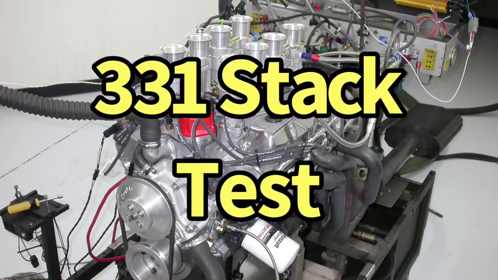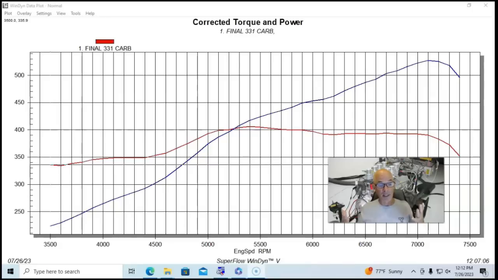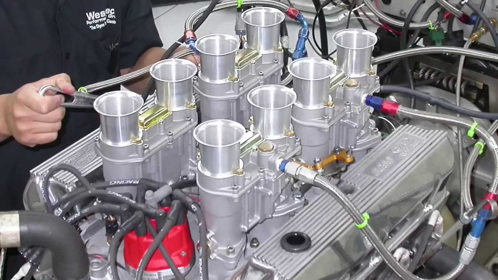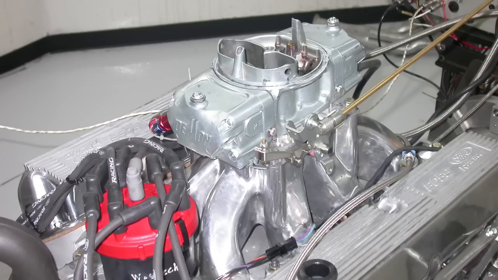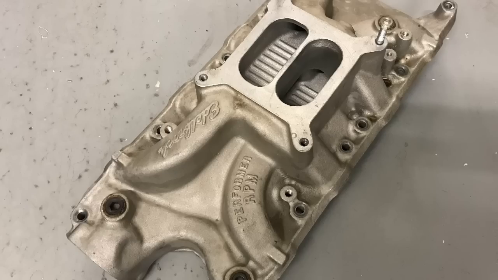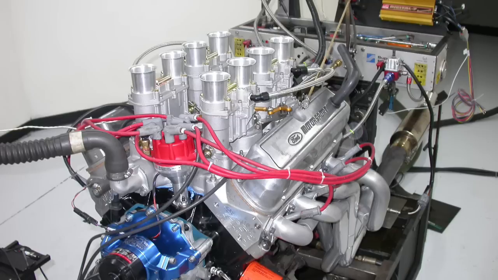Okay, guys, let's take a look at stack injection, which is awesome. It looks cool, but let's find out if it actually makes good power. For a lot of guys, it's reason enough just to put it on there because it looks awesome. I mean, when you open the hood and see a typical four-barrel, whether it's a single plane or a dual plane, that's cool, but it's even cooler when it's stack injection. And we ran this test both on a 331 from Ford Racing and also on a 408. So let's take a look first at the 331.